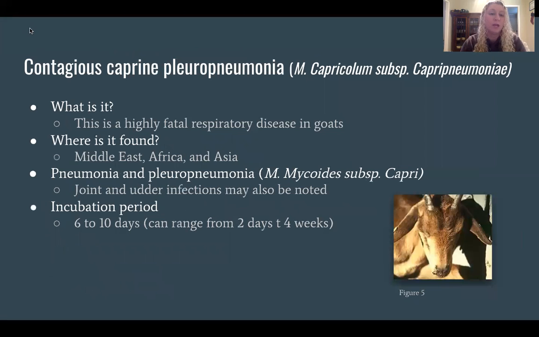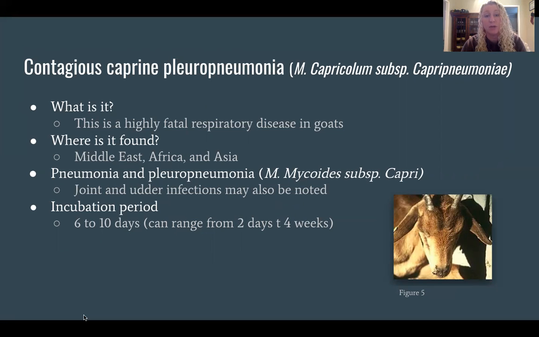One of the main mycoplasmas that we'll discuss is contagious caprine pleuropneumonia. This is caused by Mycoplasma capricolum subspecies capripneumoniae. It is a highly fatal respiratory disease in goats. It is found typically in the Middle East, Africa, and Asia.